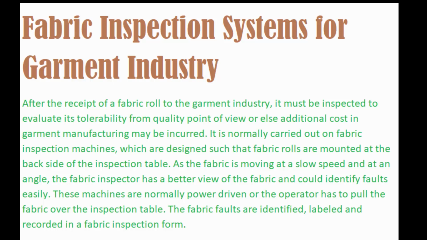These machines are normally power-driven, or the operator has to pull the fabric over the inspection table. The fabric faults are identified, labeled, and recorded in a fabric inspection form. Types of fabric inspection systems in apparel industry. The various fabric inspection systems used in the garment industry are given here: 4-point system, Ten-Point System, Graniteville 78 System, Dallas System, Textile Distributors Institute System, National Federation of Textile 1995.